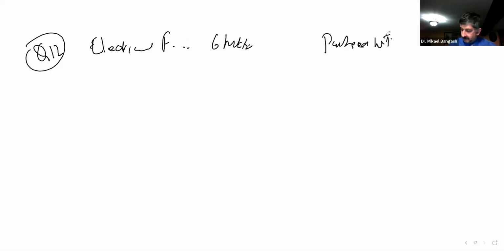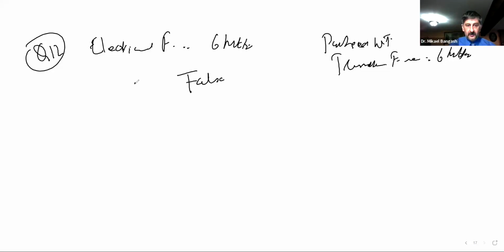Question number 12. Now, if the frequency of electrical excitation of a pulse wave transducer is 6 megahertz, so we can say the electrical frequency is 6 megahertz. What they smuggled in here is that it is a pulse wave transducer. Then the operating frequency of the transducer is also 6 megahertz. That is false, or the answer to that is no.